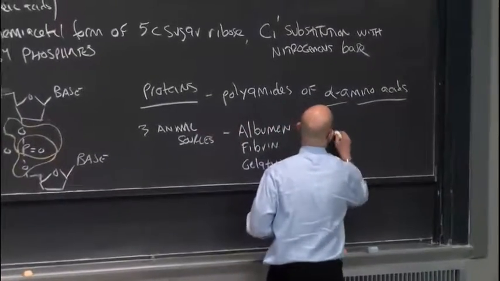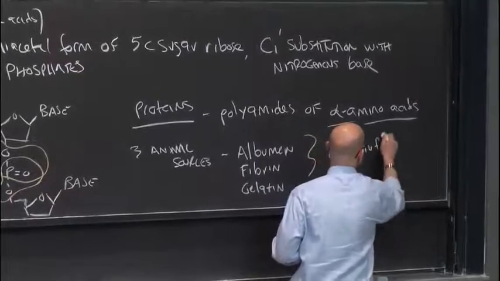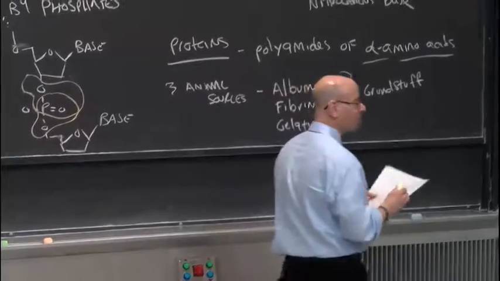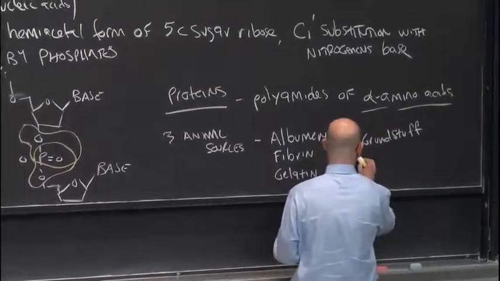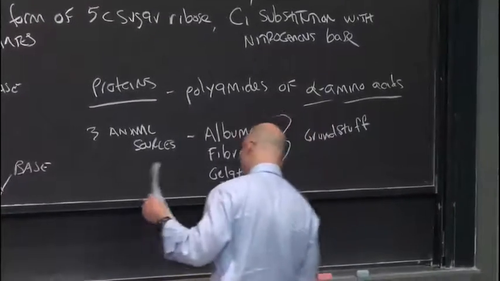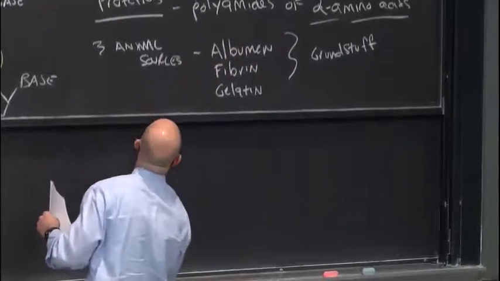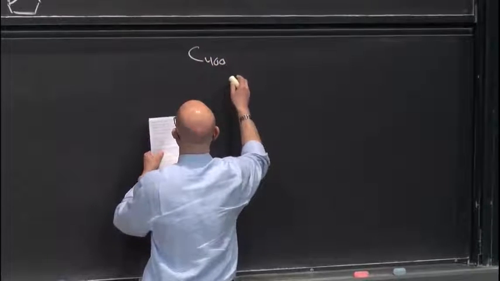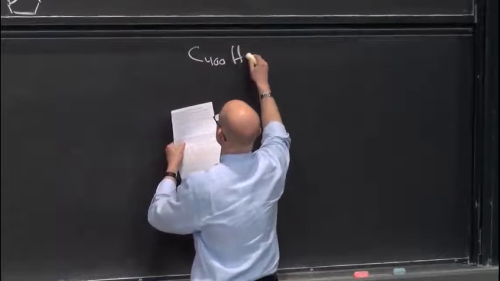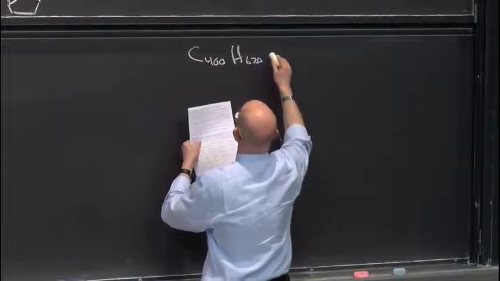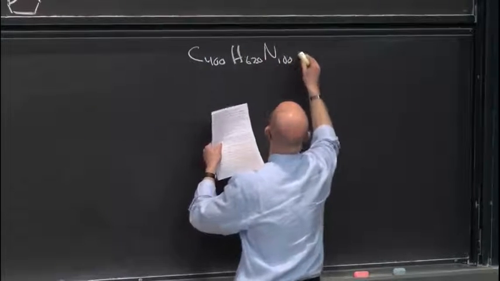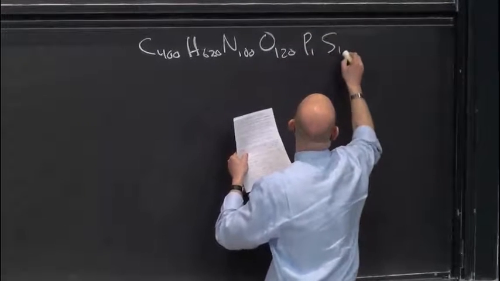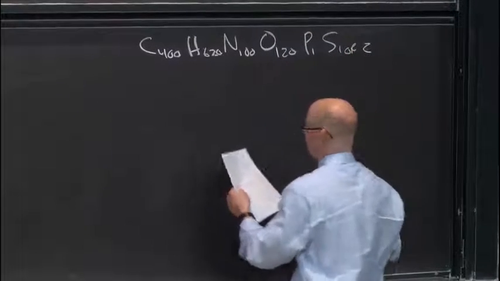Ground substance. Grundstuff. And of course, as you know, if you know the composition, you can write the chemical formula for what this magic grundstuff was. And the chemical formula for this turned out to be 400 atoms of carbon, 620 molecules of hydrogen, 100 molecules of nitrogen, 120 molecules of oxygen, 1 molecule of phosphorus, and either 1 or 2 molecules of sulfur. Okay?